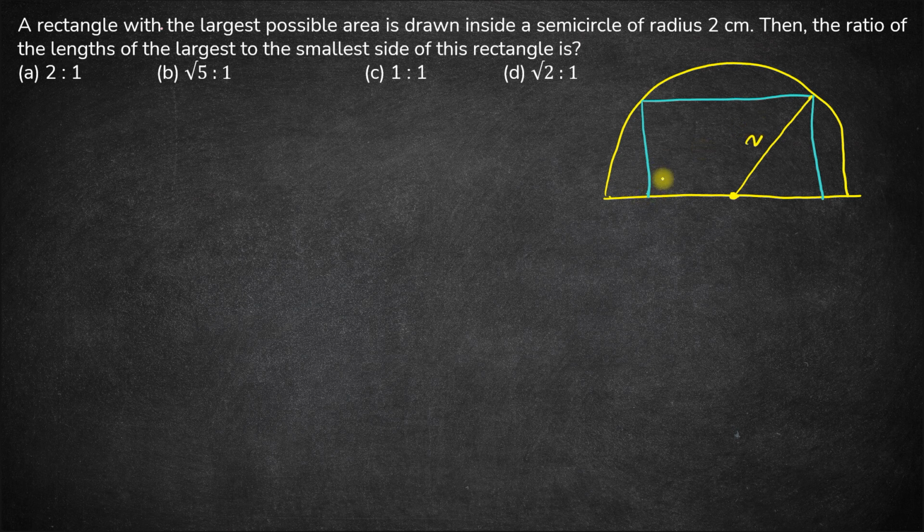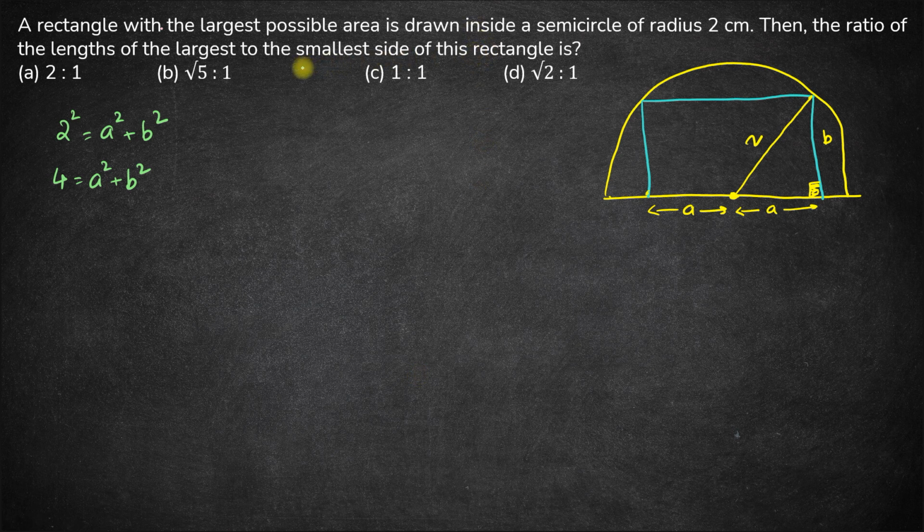Now, let's say the width is B and this part is A, so the length of the rectangle is 2A, and the width is B. So from here, in this triangle, this is going to be 90 degrees, right? So in this triangle, we can say 2 squared should be equal to A squared plus B squared. So 4 should be equal to A squared plus B squared over here, right?